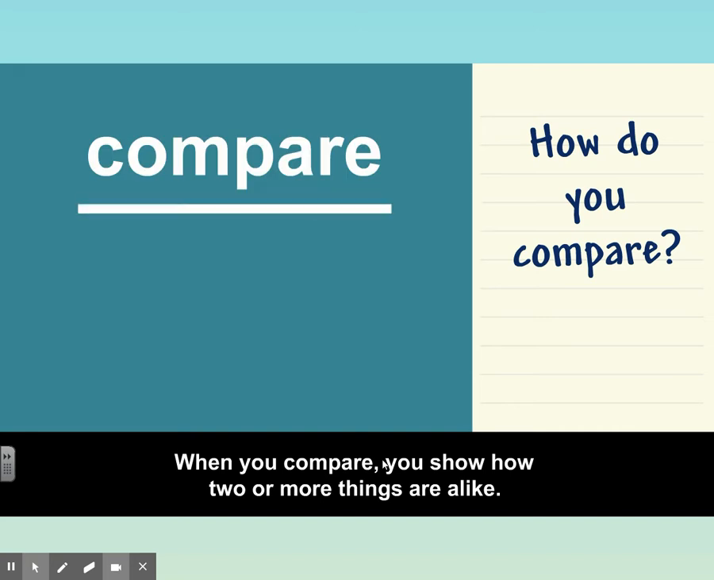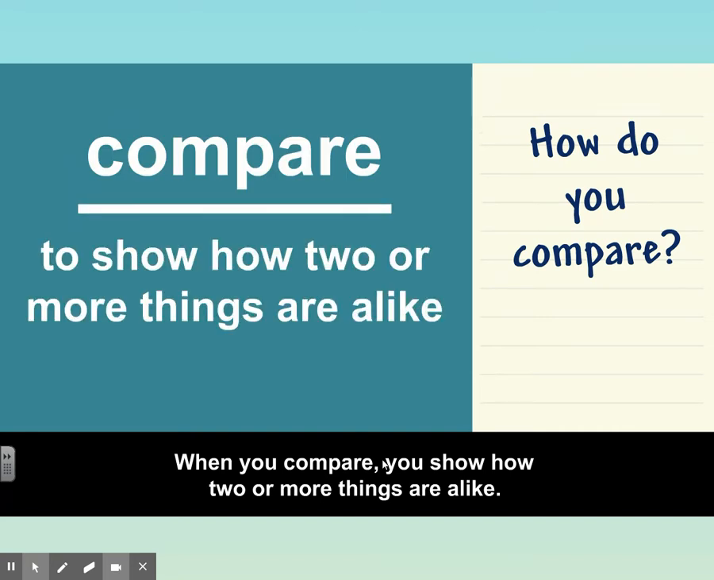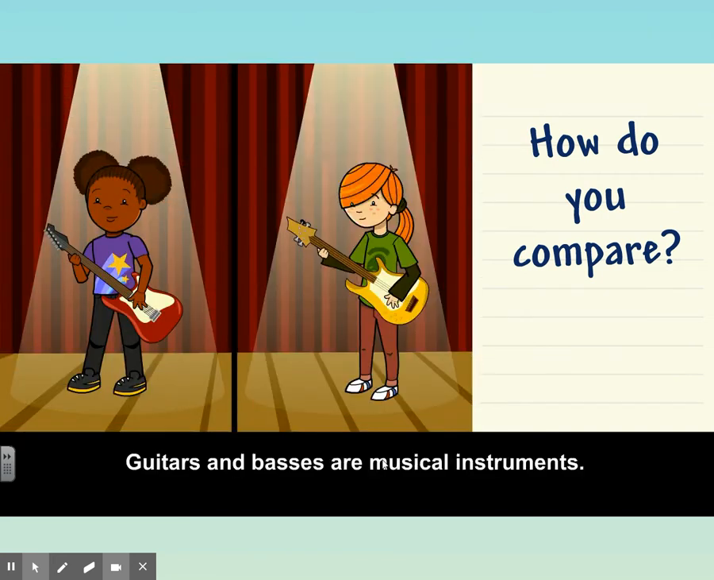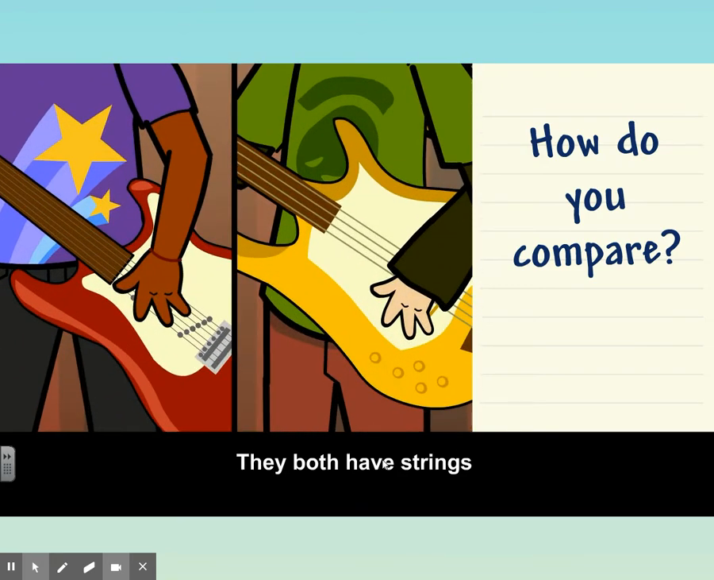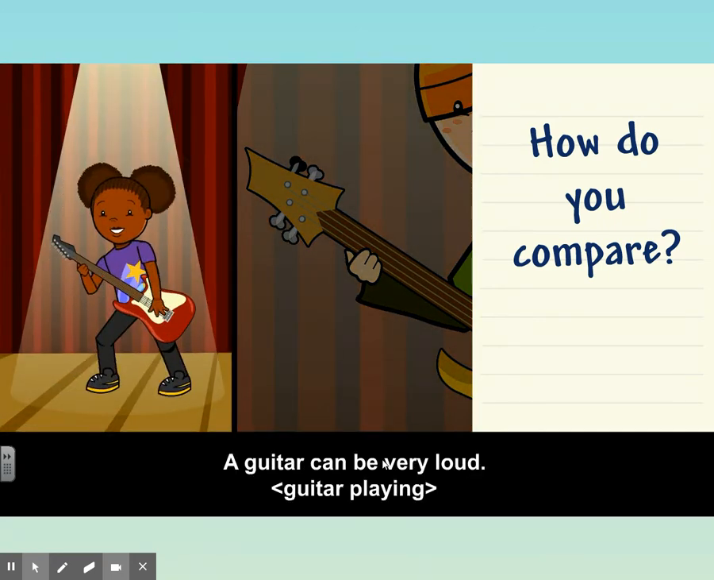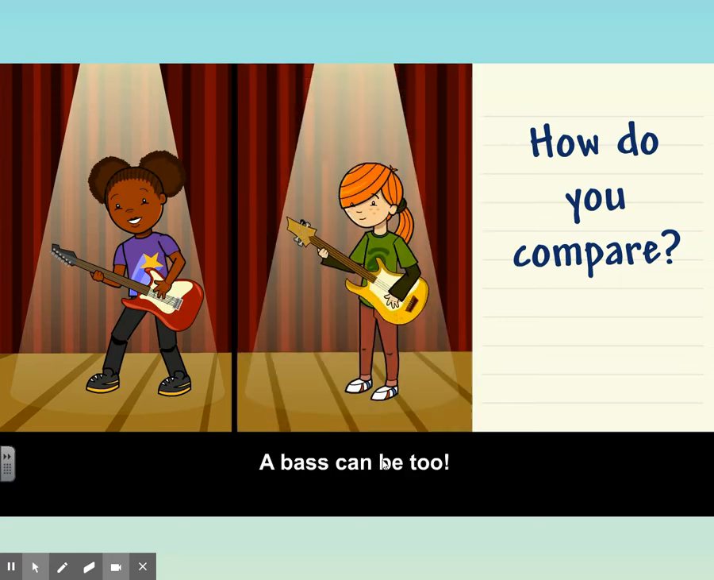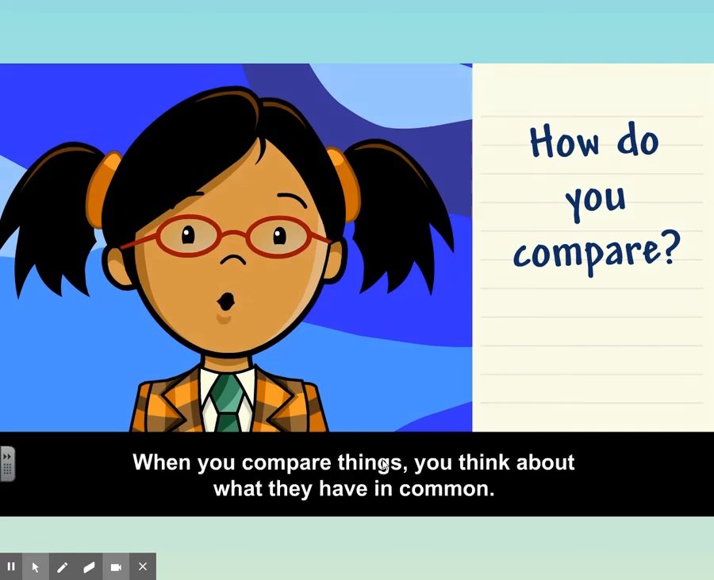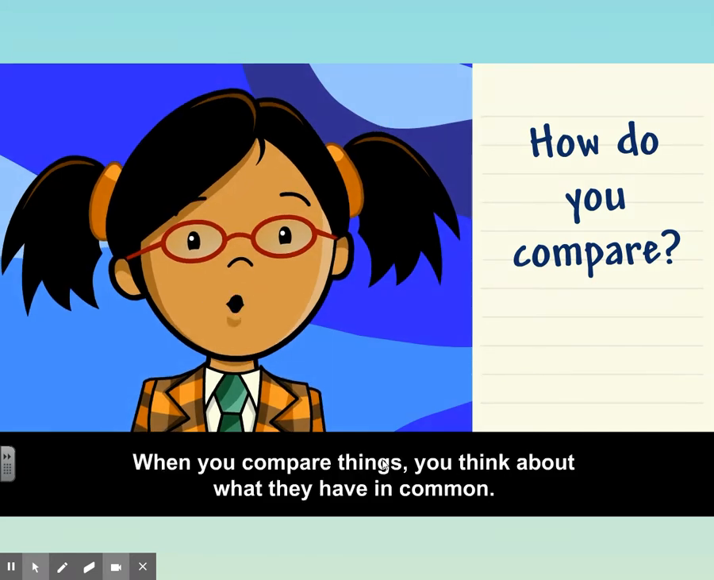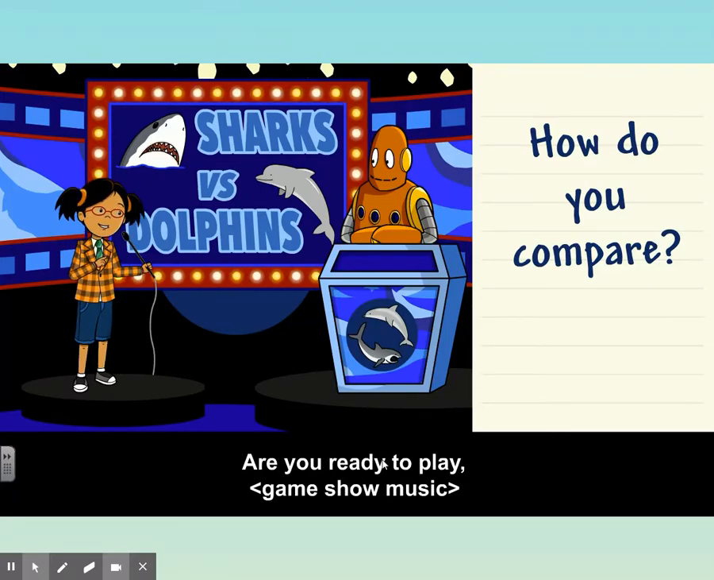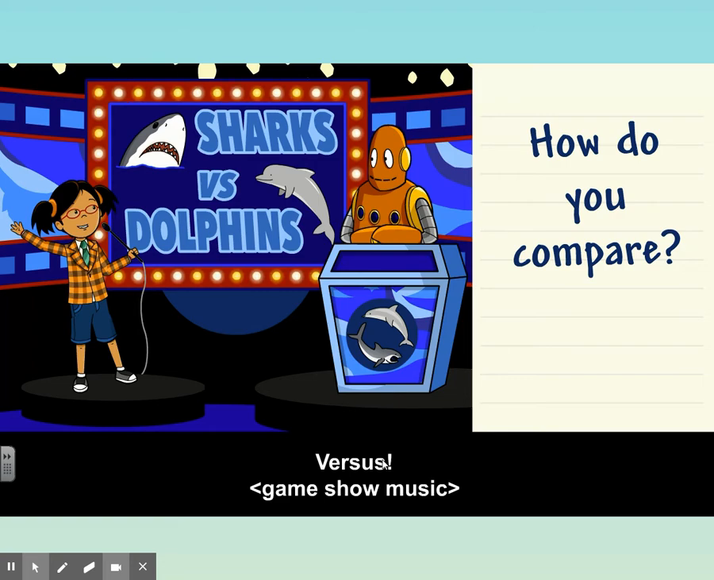When you compare, you show how two or more things are alike. You describe how they're similar. Let's see. Guitars and basses are musical instruments. They both have strings and a neck. A guitar can be very loud. A bass can be too. When you compare things, you think about what they have in common. All right, Moby, are you ready to play Sharks versus Dolphins?